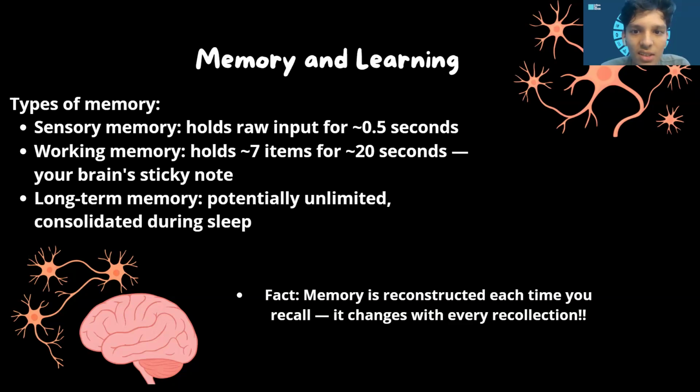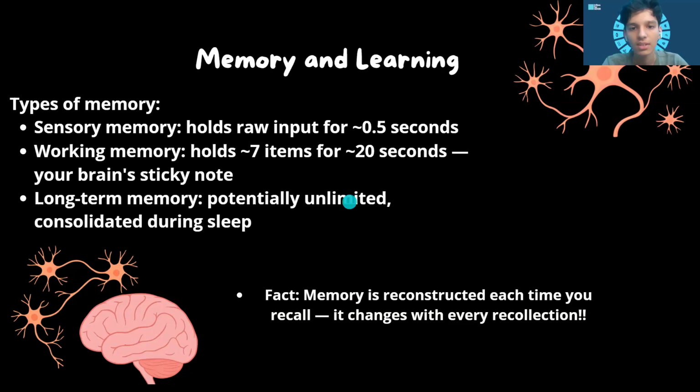Sensory memory, you hold it for 0.5 seconds. Like it's just a fleeting thought. It won't last. Working memory, 7 items for 20 seconds. So it's like a collection of seven small memories for about 20 seconds, which is still a little longer. And long-term memory is potentially unlimited, consolidated during sleep.